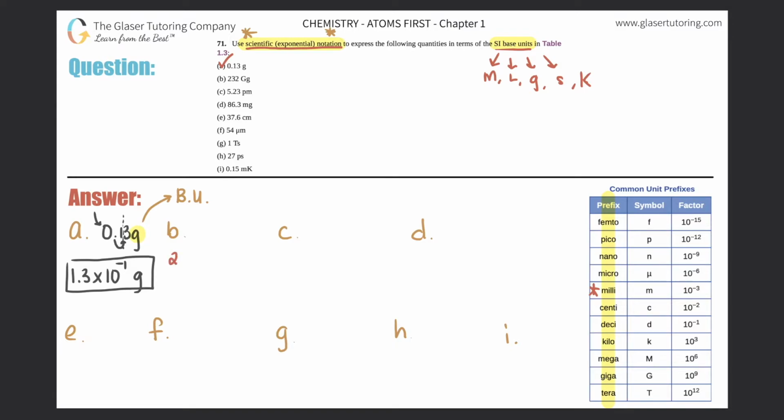Now we got 232 gigagrams. Notice how I say gigagrams, right? Giga is the prefix. So I have to convert gigagrams into the base unit, which is just grams. So now I'm going to use my common unit prefixes. So let's start converting. We don't want gigagram. That goes on the bottom, the opposite side, and we always multiply by that ratio. You'll see that through this whole question. And grams goes up on top, the base unit. They have to match. So if you're talking about grams on the bottom, grams have to be on the top. If it's liters on the bottom, it's liters on the top. So they have to match.